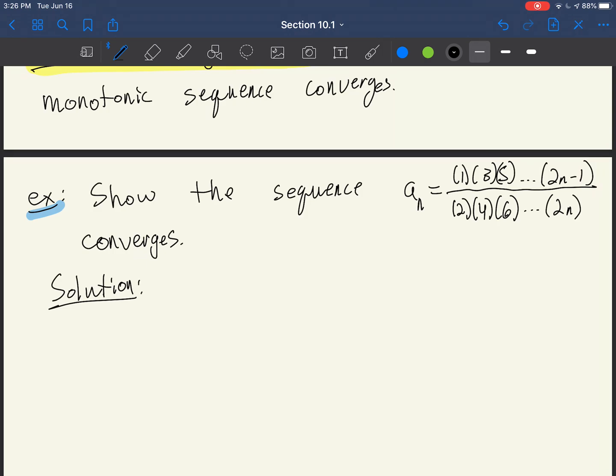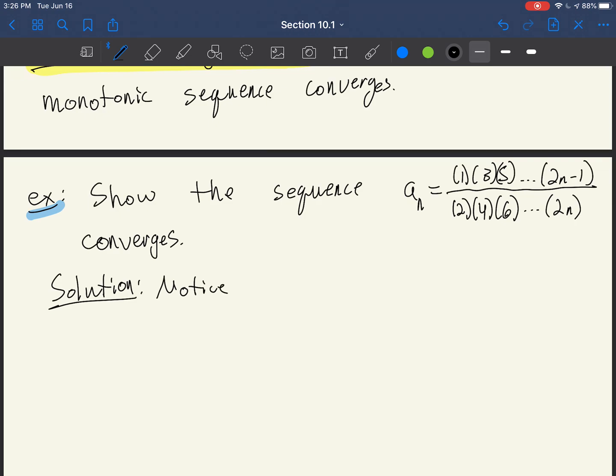So we cannot take the limit of this. It's a very weird sequence compared to what we've seen. It's not really a polynomial, so limits don't behave very well. So instead we're going to use the monotone convergence theorem. To use it, we need to show that this sequence is bounded and is monotonic.